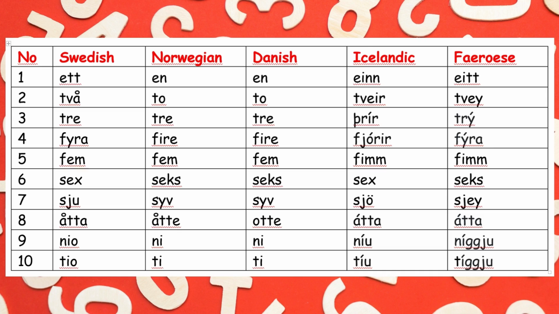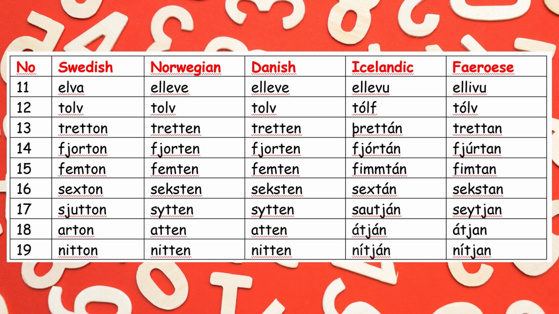Moving on from 11 to 19, here again you're going to notice a lot of similarities between Swedish, Norwegian and Danish. 11, 12, 13, 14, 15, 16, 17, 18, 19. In Norwegian 11, 12, 13, 14, 15, 16, 17, 18, 19. And in Danish just, again, pronunciation is a bit different. 11, 12, 13, 14, 15, 16, 17, 18, 19.